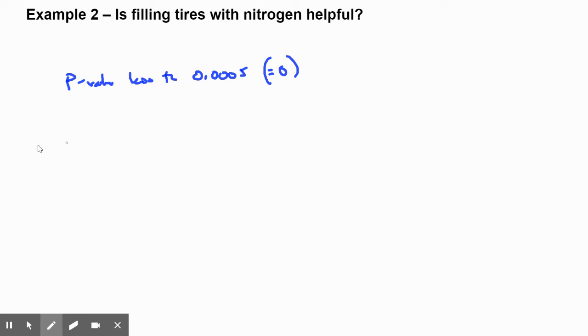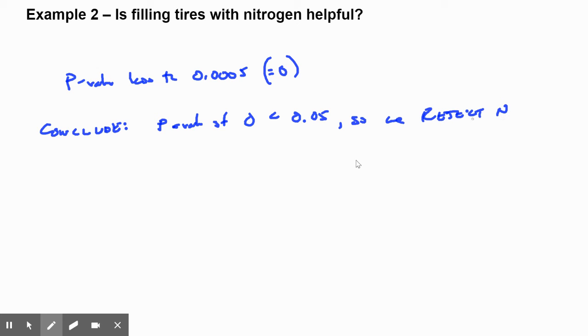Okay. So I'm going to go ahead and conclude, and I will use just p. So our p-value of 0 is less than our significance level of 0.05. So we reject not NH sub 0. I was thinking of null and wrote an NH sub 0, the null.